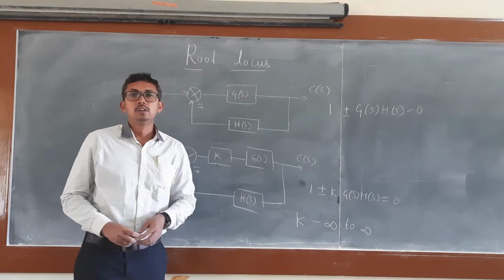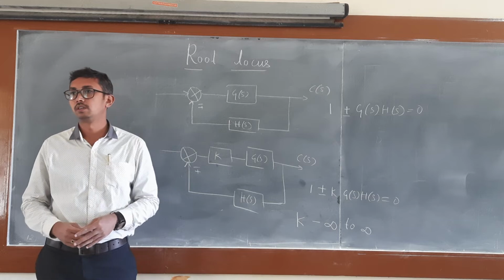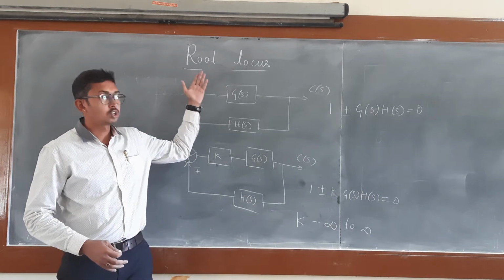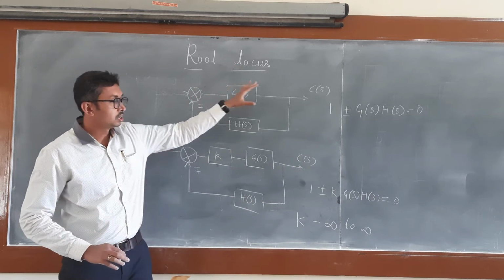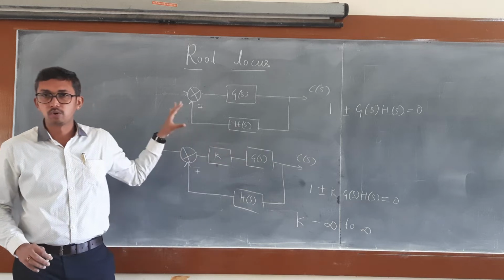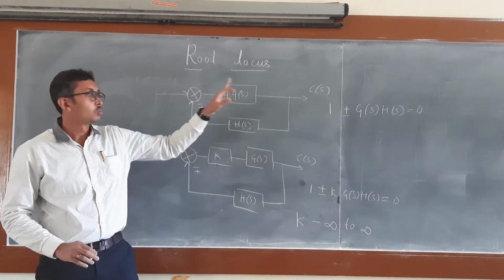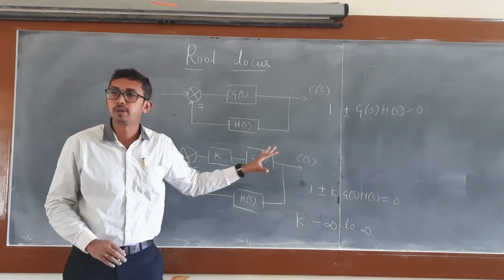Okay. So let me explain once again what is the meaning of root locus and all. So it will be very easy for you to understand. First, today's topic is root locus. As we all know, this is the minor feedback loop, right? We have a G(s) and the H(s), one takeoff point and one summing point. So this is the minor feedback loop.